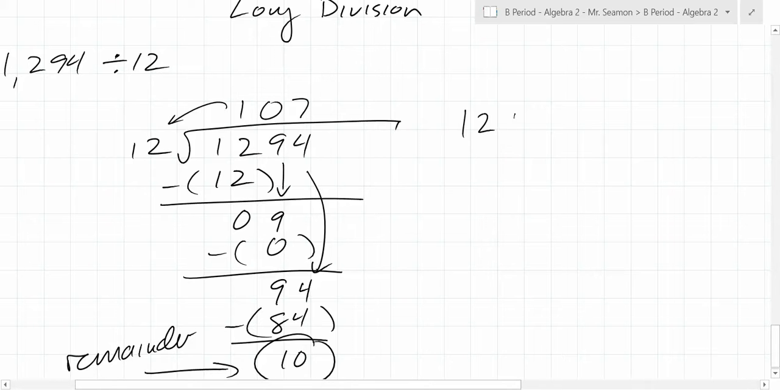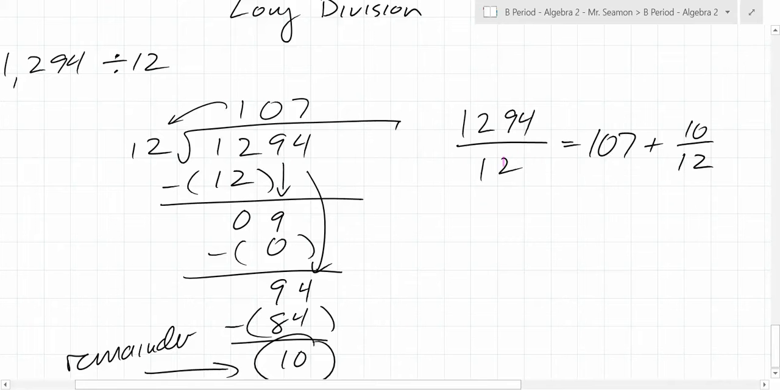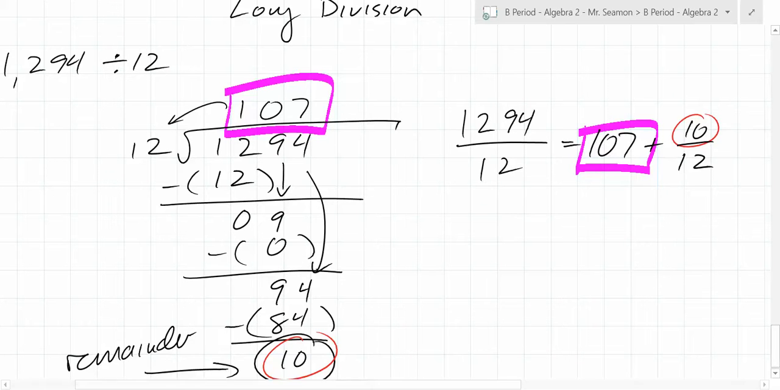We have just shown, kids, this is important, that 1,294 over 12 is equal to what? 107 plus 10 over 12. When you divide 1,294 by 12, you get 107, right? But then it's the remainder divided by what? 12, which is right there. Exactly. It's 107 and 10/12. This is long division.